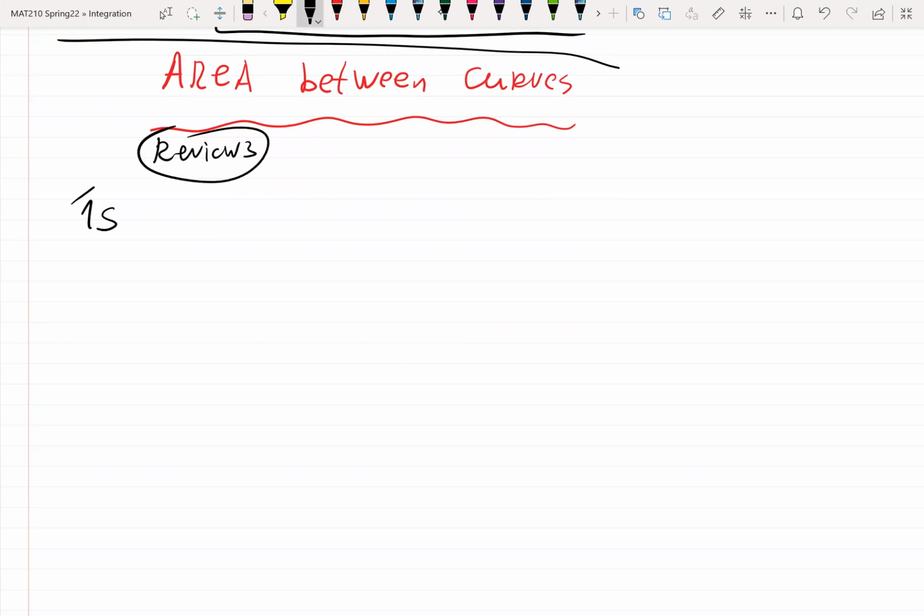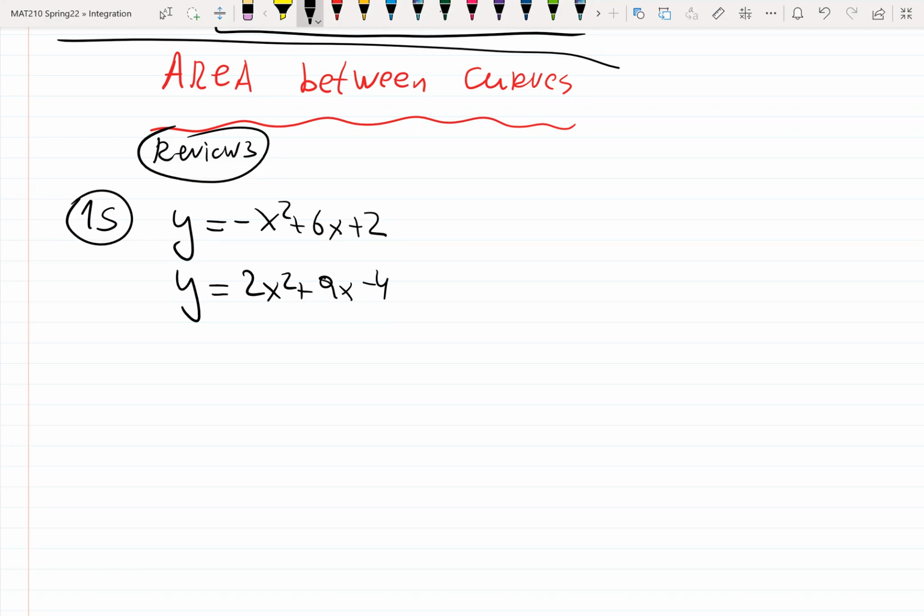Number 15 is find the area between curves given by y equals minus x squared plus 6x plus 2 and y equals 2x squared plus 9x minus 4. I also gave it on the exam. Between those two curves, you either use your graphing calculator and a really fast sketch to see which one is on top and which is at the bottom, because it will be the integral from a to b of top minus bottom, dx.